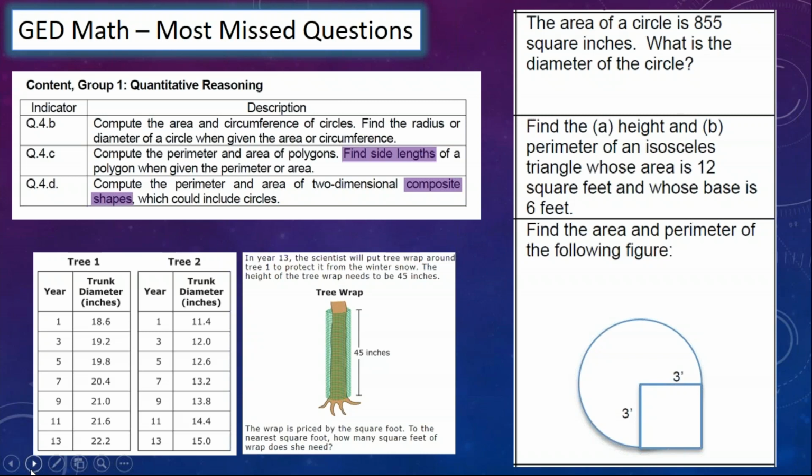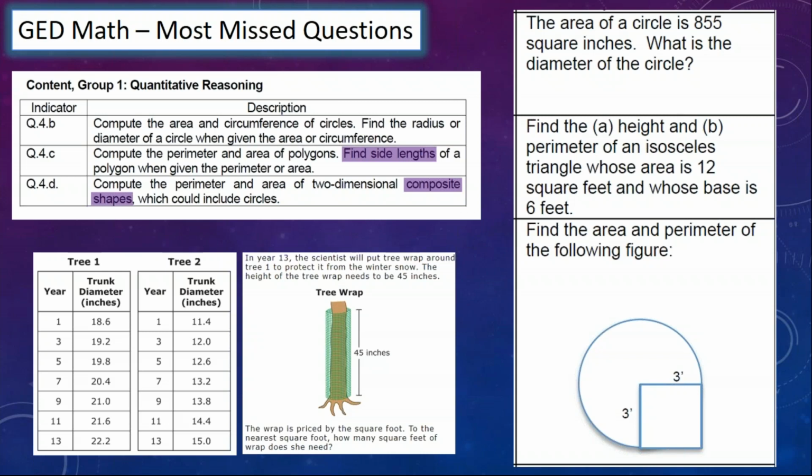The first area is going to be the quantitative reasoning, and this is going to be dealing with area and perimeter. And a lot of the questions here are going to be composite shapes and also finding side lengths when you're given area or perimeter. So it's not always just plug into the formula. Sometimes it's reading that formula backwards. So the students need to be able to do that.